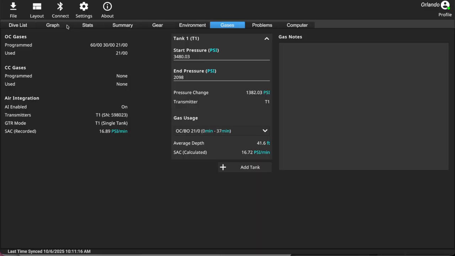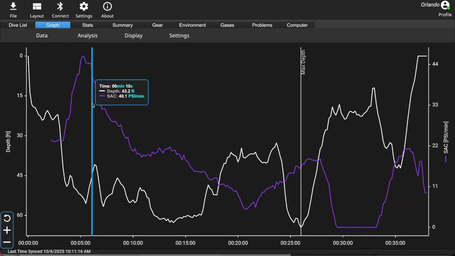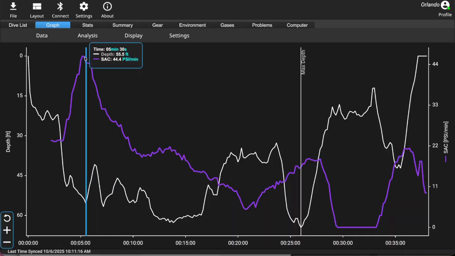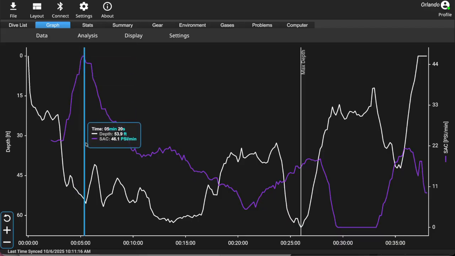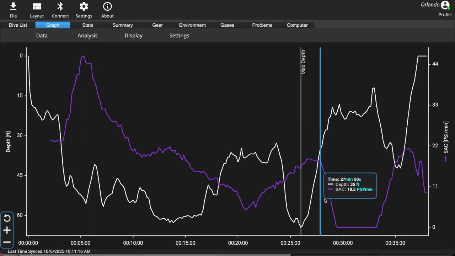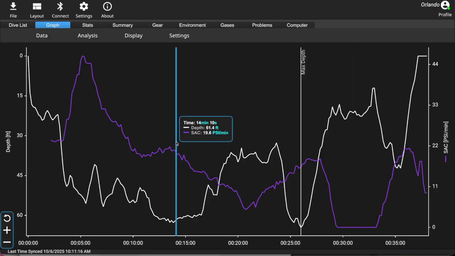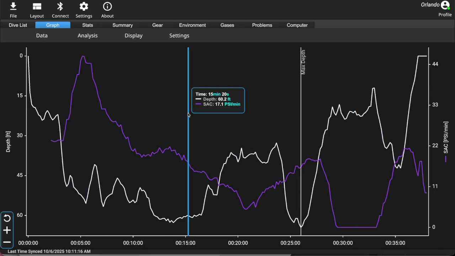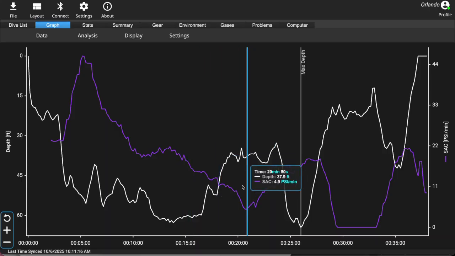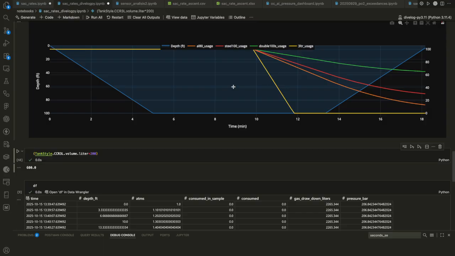So if I look at the graph, this purple line is the SAC rate. I can see that it goes way up here because I'm inflating my BCD, and it goes negative here because I'm ascending. And all of that is warping the data to get a calculation that is not necessarily representative of reality. Let me show you why it's so important that we get a precise SAC rate from our data.